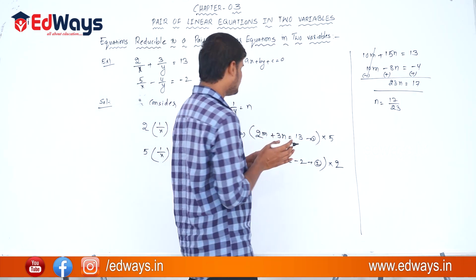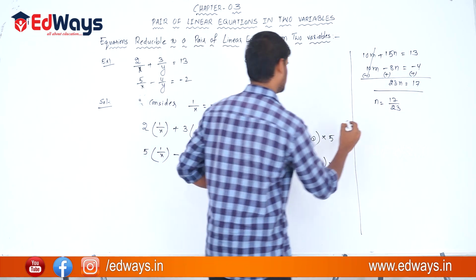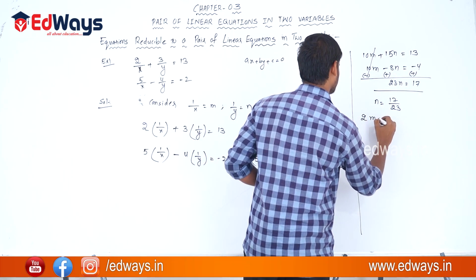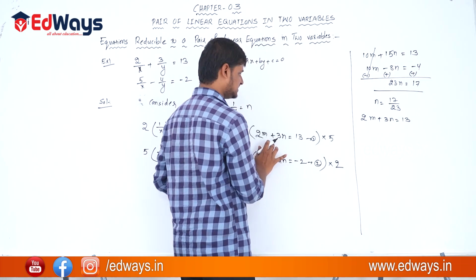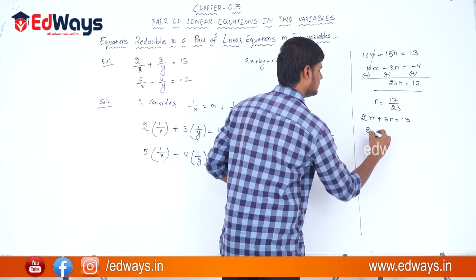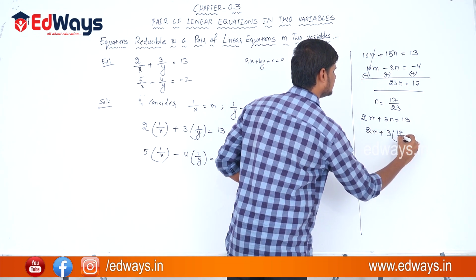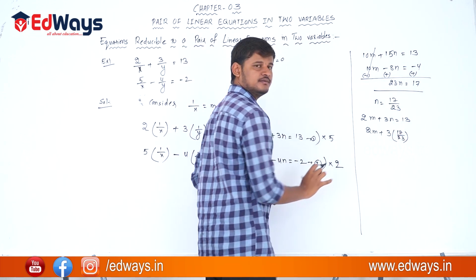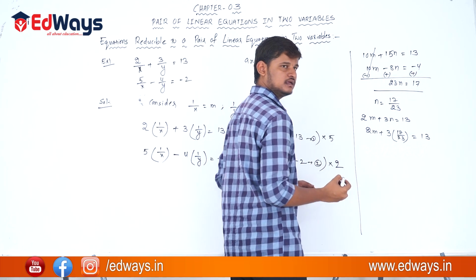How do I find the value of m? Substitute that in any of the equations. So 2m plus 3n is equal to 13. Consider this equation, 2m plus 3 into n, so shall I write 17 by 23 in place of n, right? So that is equal to 13, right?